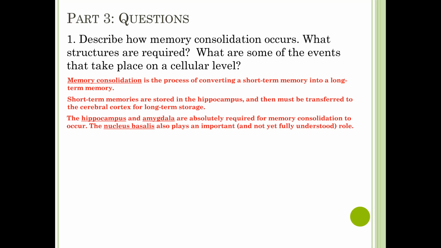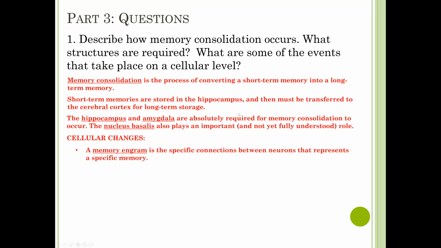So we know that the hippocampus and the amygdala are both absolutely required for memory consolidation to occur. If you remove these structures, you impair the ability to form new memories, like we saw with the patient HM. We also know that the nucleus basalis plays an important role in memory. It's not yet fully understood, but we do know this is the first area of the brain that degenerates in Alzheimer's disease.